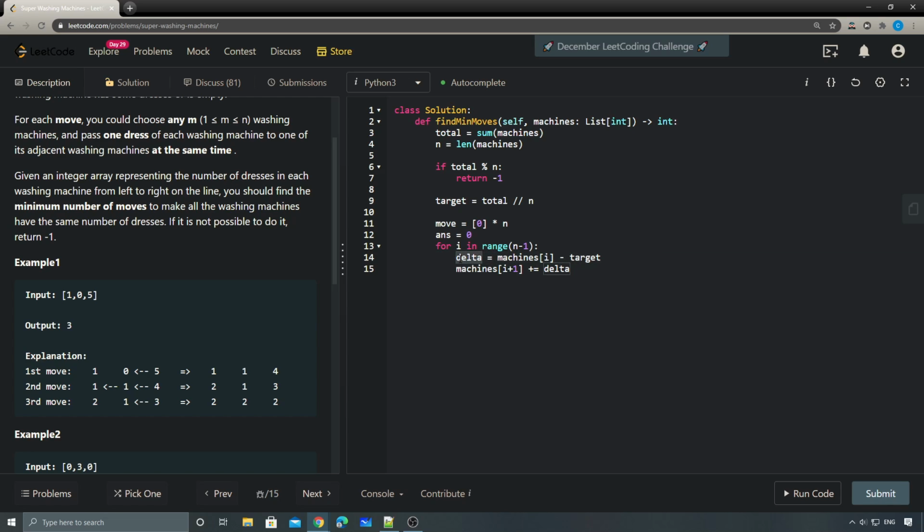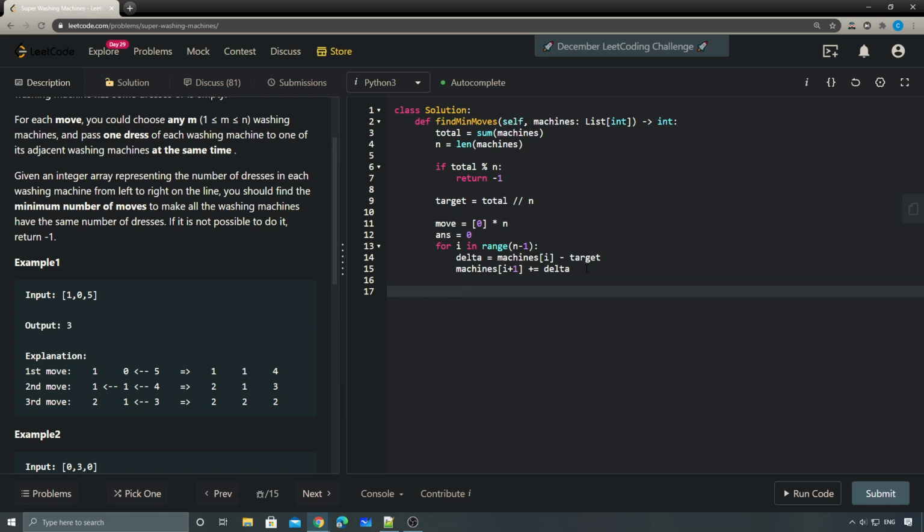If the delta is greater than 0, then it means that machine i+1 will get this delta many addresses, because the current machine i will pass this many addresses to machine i+1. Vice versa, if the delta is negative, then it means that machine i+1 needs to give this many addresses to the current one.